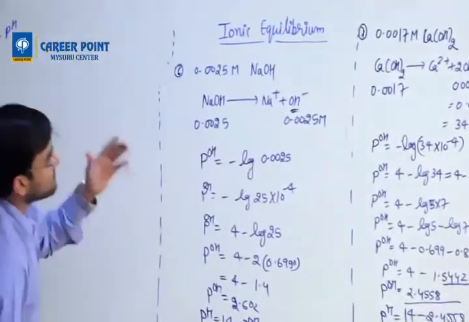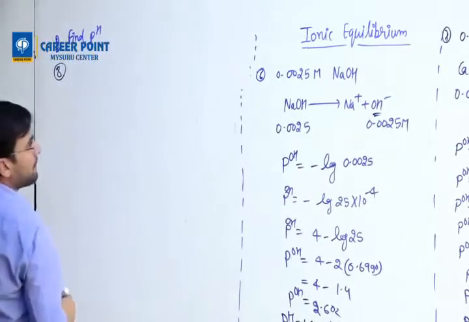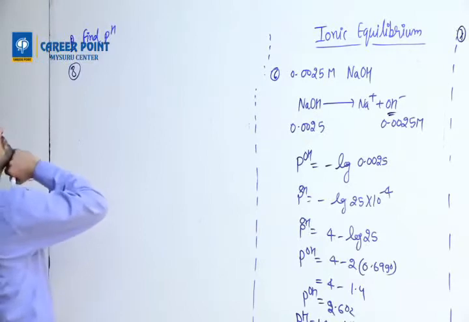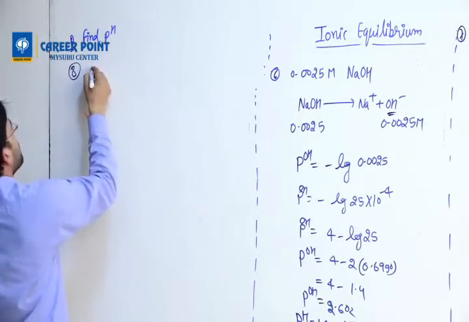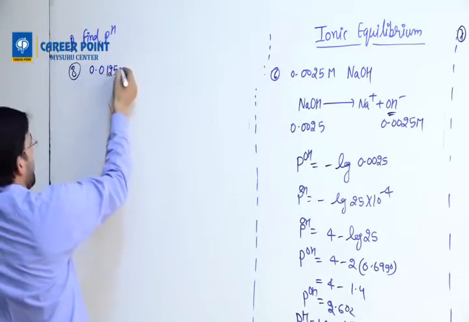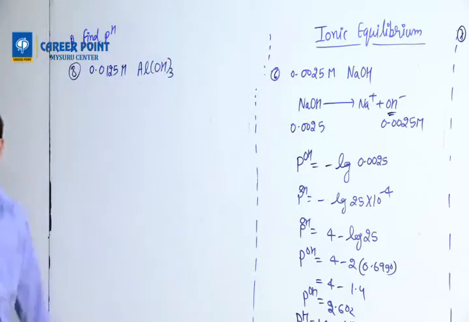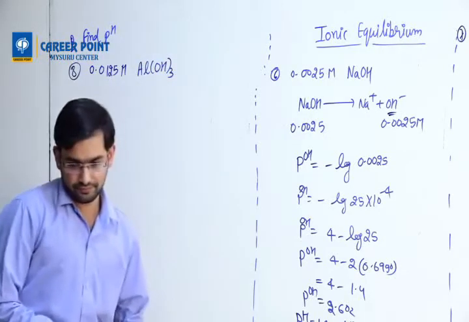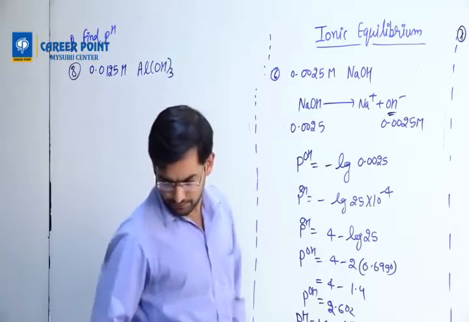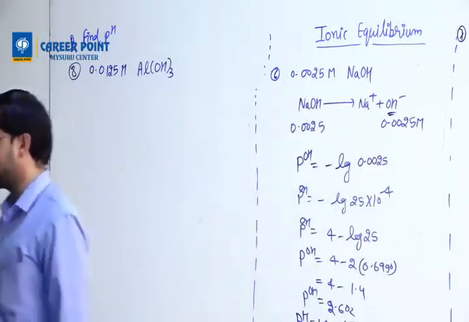Question number 7 done, question number 8 now. So the 8th question goes like this. What can I write in the 8th? We can write this: 0.0125 molar Al(OH)3. That is the question. This is your question. Try to solve this question.